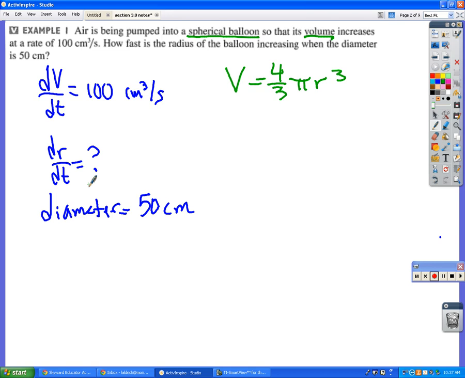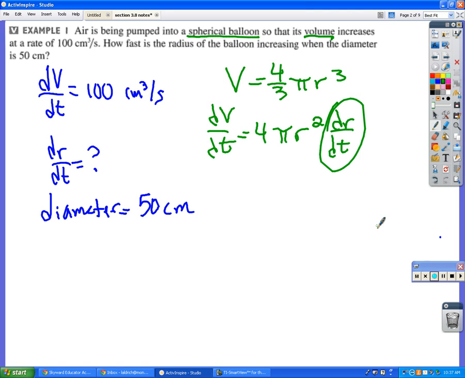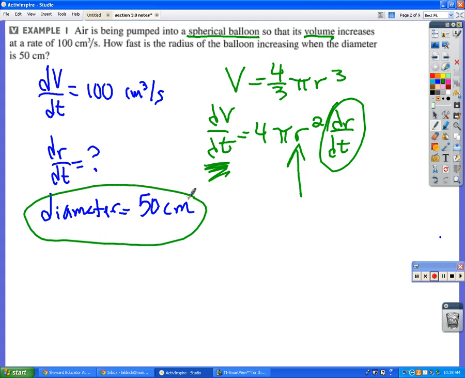Okay, so here we go. You ready? Hey, bad time to not be paying attention. The derivative of this with respect to time is dV/dt equals, the variable here is the r, so I put the 3 in front. What's 4/3 times 3? 4 pi, I subtract 1 from the exponent, right? And then I use the chain rule, and the derivative of this variable is dr/dt, okay? And this bad boy right here is what we're trying to figure out. We know what this is, and we know what this is because they told us that the diameter is 50, so we can plug those things in and then solve for this.